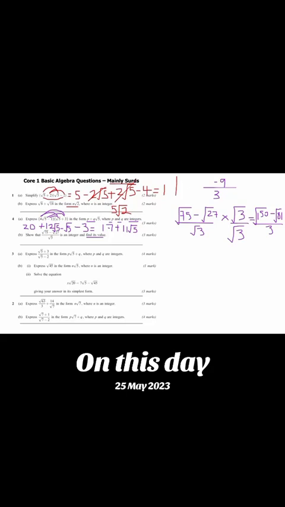So root 150 is root 25 times root 6, okay. So we are going to have 5 lots of root 6 here. Oh, sorry guys, I think I've made a mistake here. It's a square root of 225, not 150. I apologise.